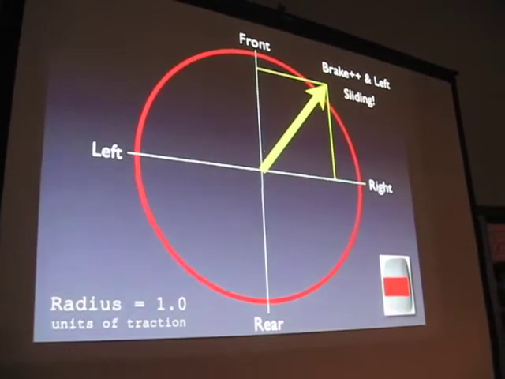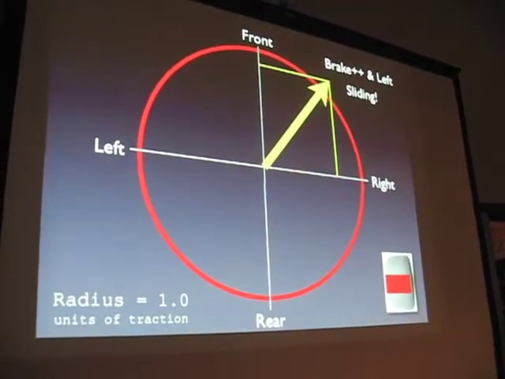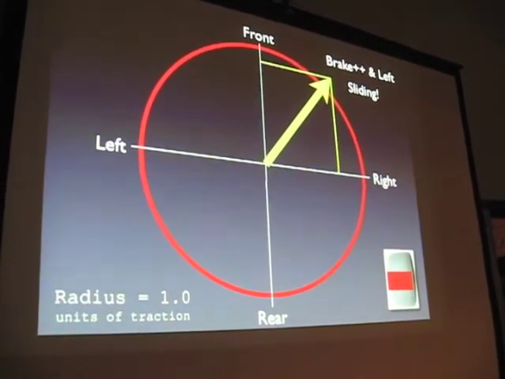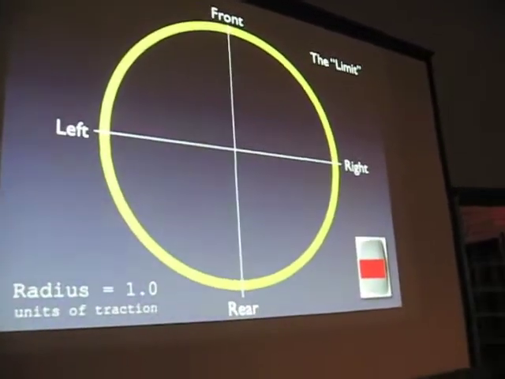Very important points. If you are braking a little bit more than you can, you actually start to slide. You move outside of the traction circle. And this is the limit that we talk about when we talk about driving to the limit of your tires.